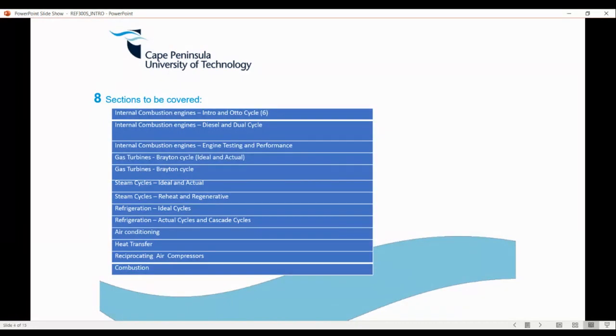Then we go into heat transfer, and you'll be looking at a few things there. We'll be looking at heat conduction, convection, and radiation, through different objects, through pipes and walls. We might go into heat exchangers depending on time. After that, we'll be looking at reciprocating air compressors.